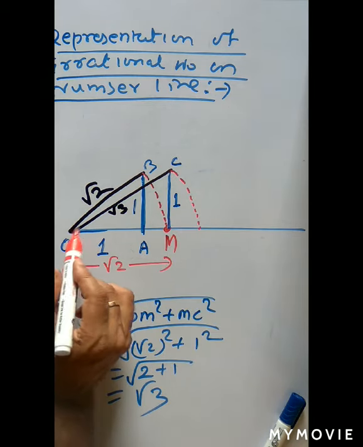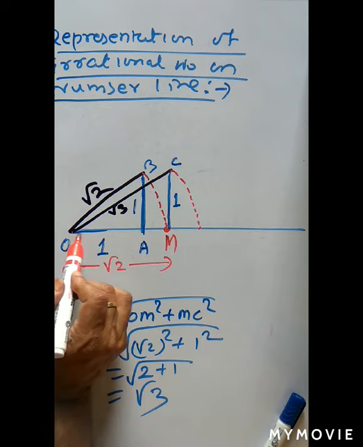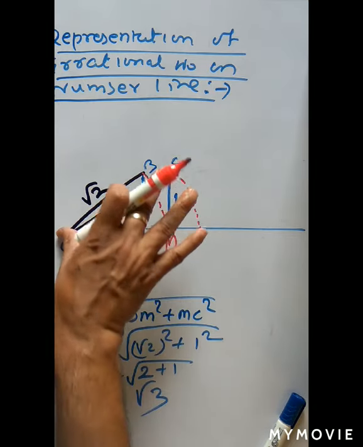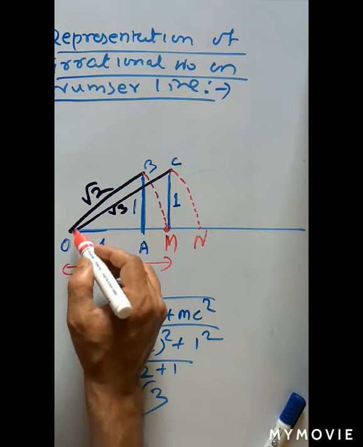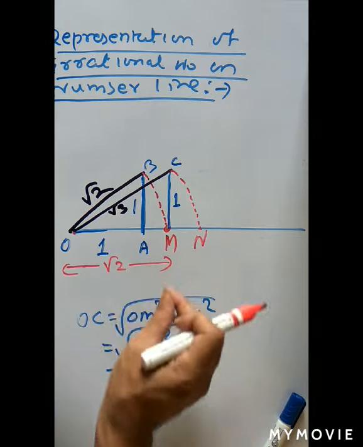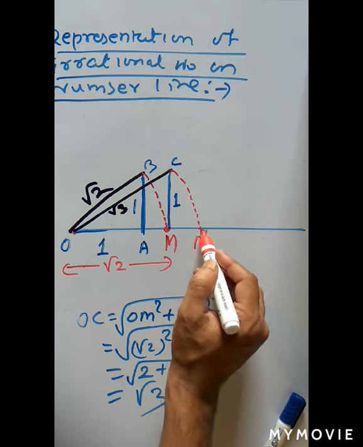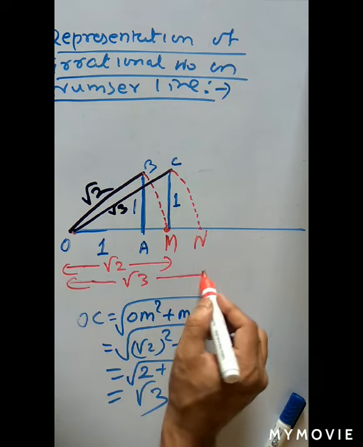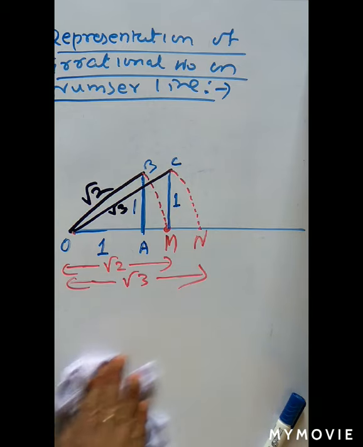With O as the center, bring your compass. Keep the compass needle at point O and the pencil at point C. Just take an arc, and let us say this is N. Now you see OC is equal to ON because O is the center and OC is the radius. You are drawing an arc, so it will meet at point N. Now this ON length is equal to root 3. Clear?